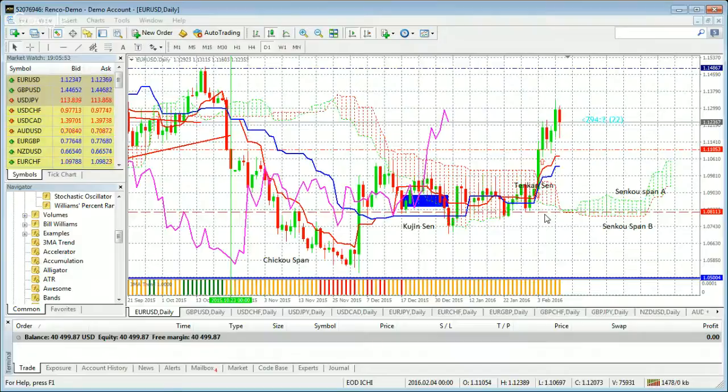I don't know if I've mentioned this before, but I want you guys to see how we go about ratcheting with this specific method, basically. Now, what I tend to do is use the Kujin-sen, the blue line, as my ratcheting tool, giving me the levels on where I need to move my stop to. So watch what's happening at this point in time.